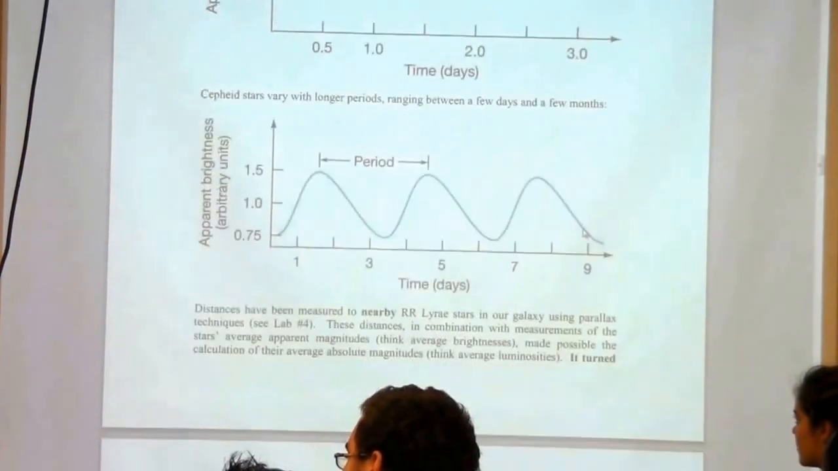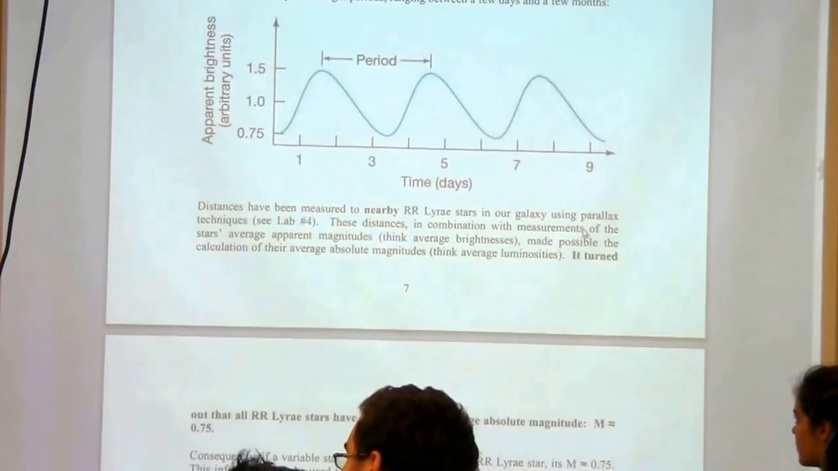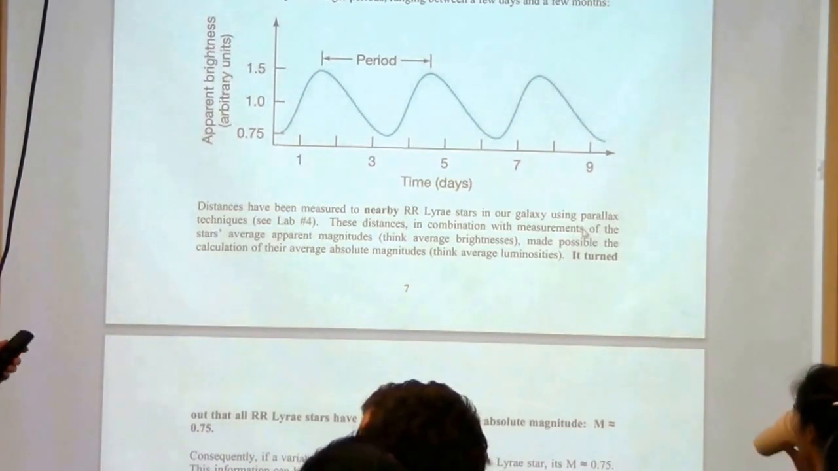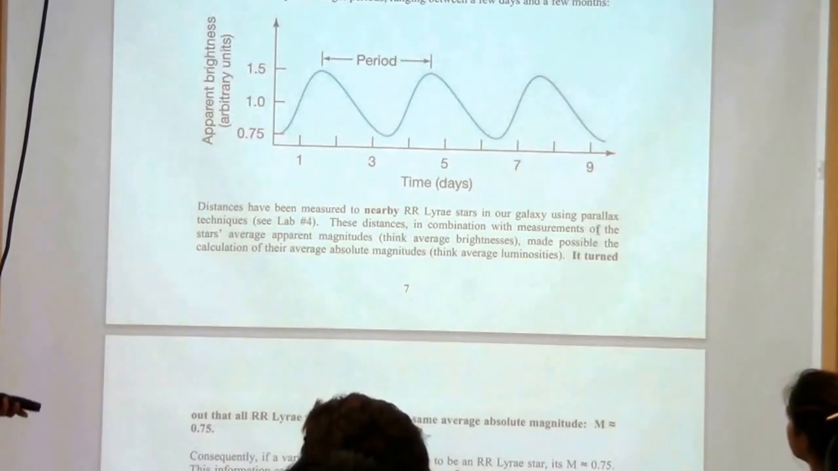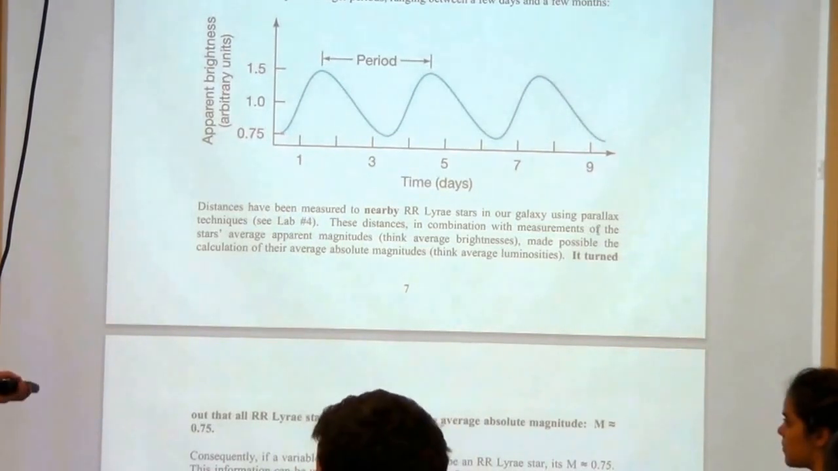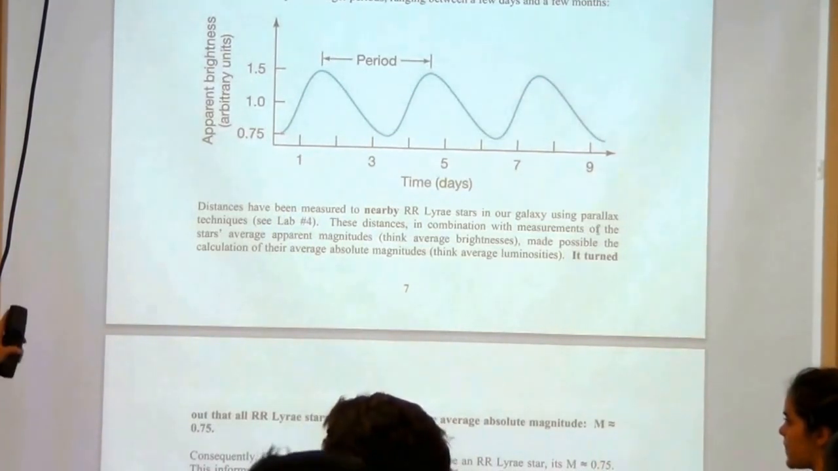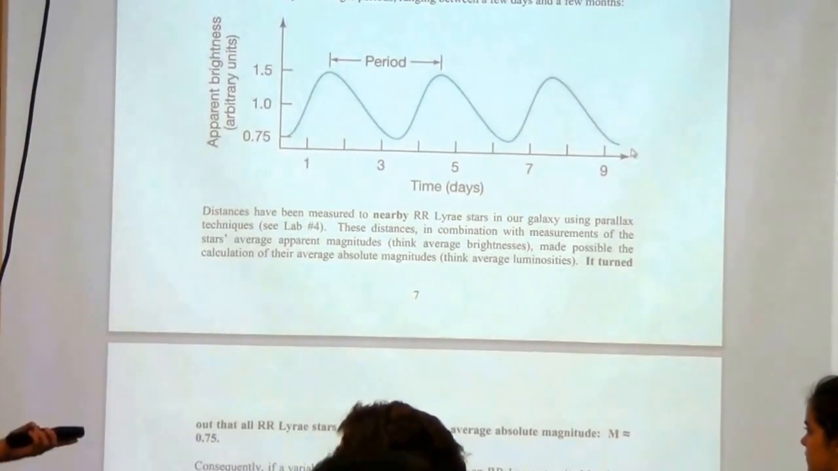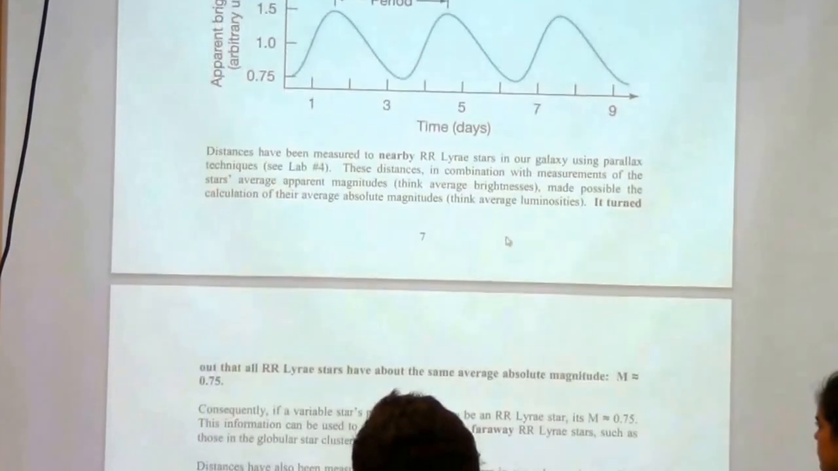So it's the exact same principle with the Cepheid, except that the period is a lot longer. This doesn't really show you how long it is, but the Cepheid that we're going to look at has got some like 60-day period, so it's a really long time. And again, that data has already been collected for you. Okay?